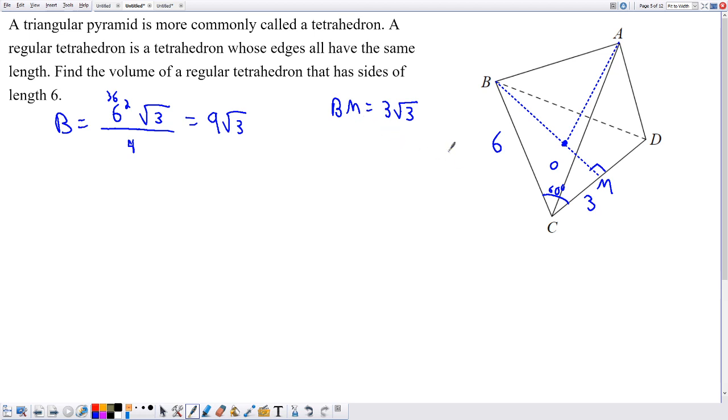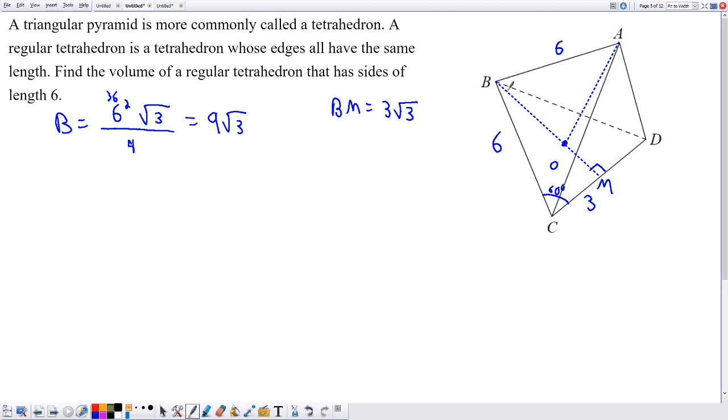We want to know, well, we could either go with BO or OM, because I want to find AO. And in order to do that, I want to make a triangle. Now, I think the reasonable choice would be to go with OB, because going with OB, we have that the side length must be 6. And how can I find BO from that?